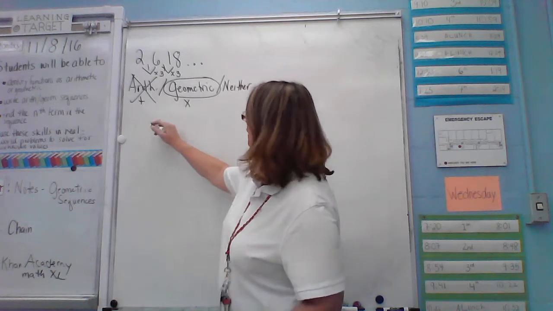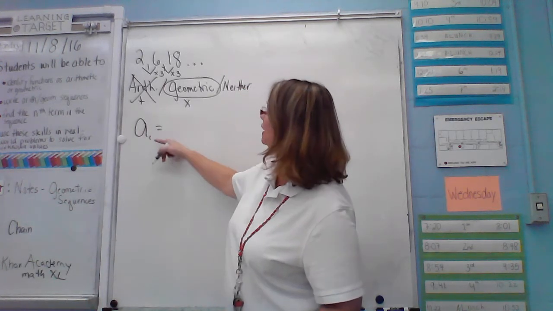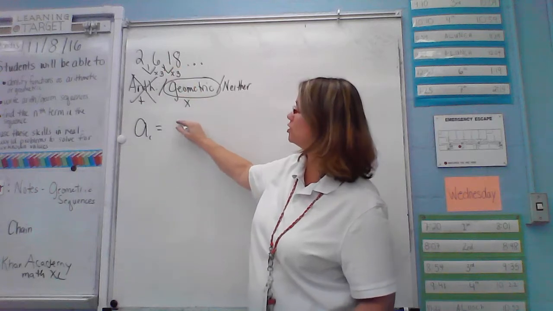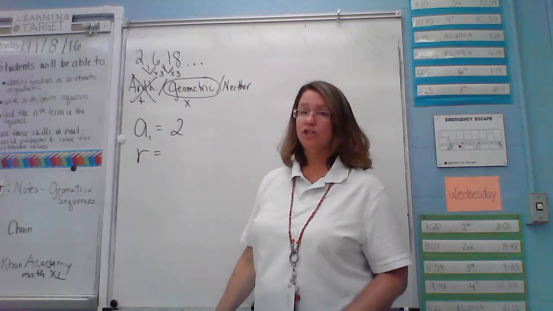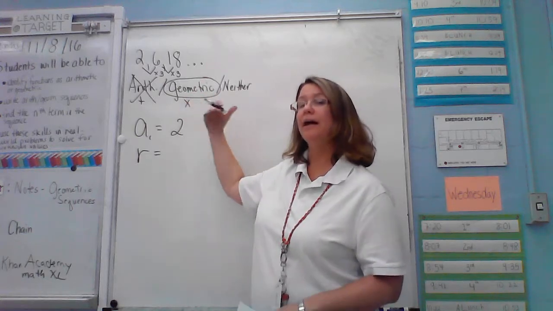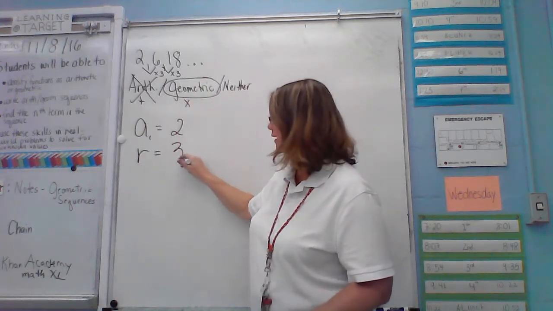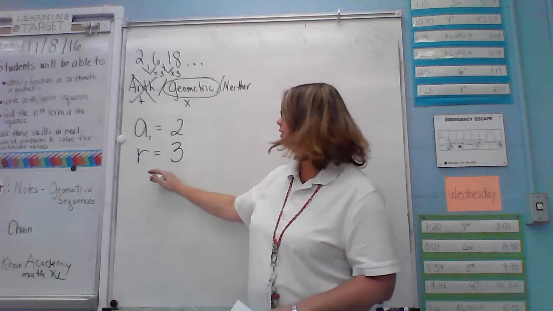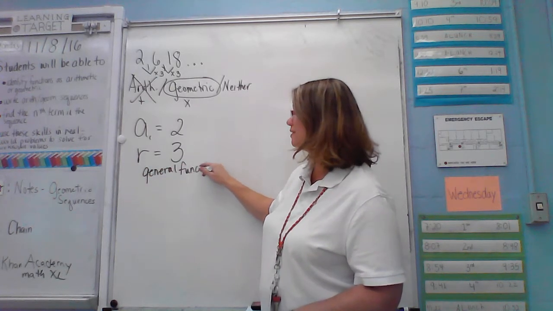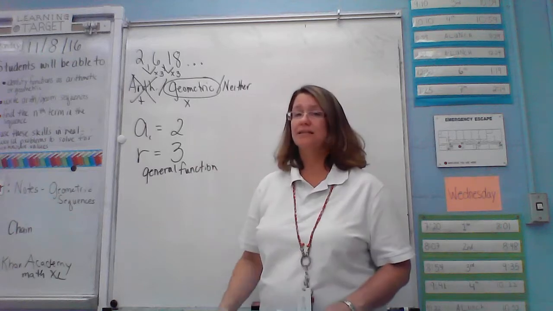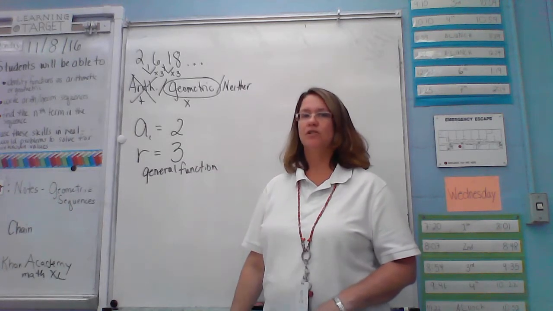Letter B. What is a sub 1? A sub 1 is the first term, which is the number 2. Then it wants to know what is the common ratio. What are you multiplying to every term? You're multiplying by 3. Finally, it wants the general function. What would this look like if everyone in your class needed to use it to find their specific term?